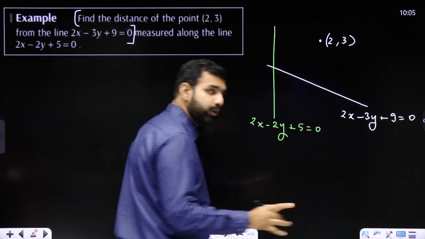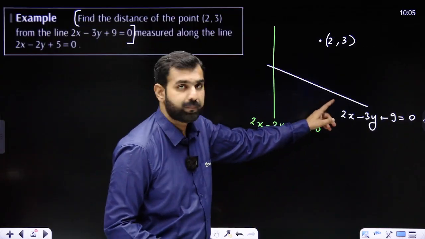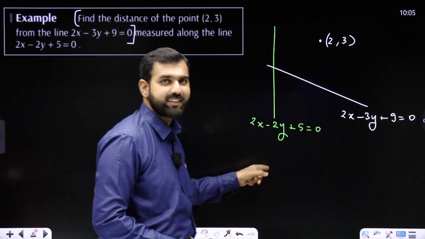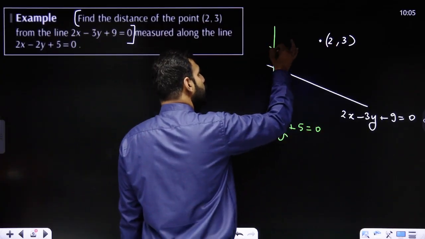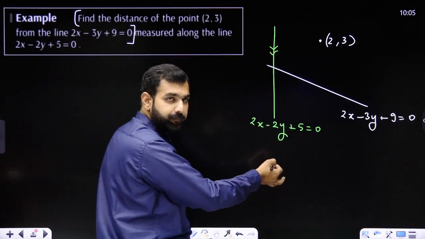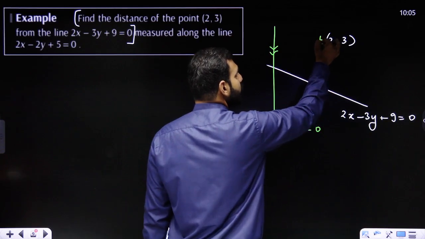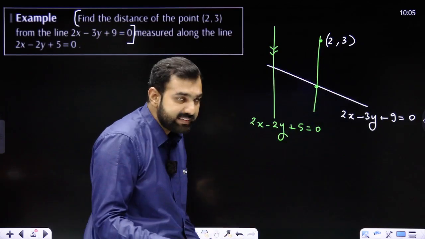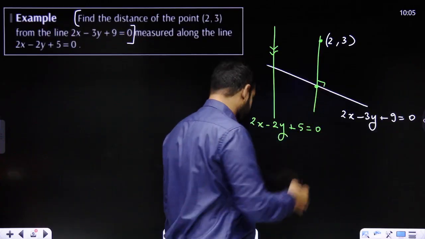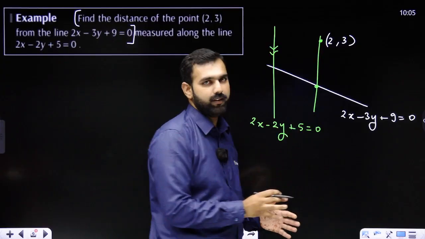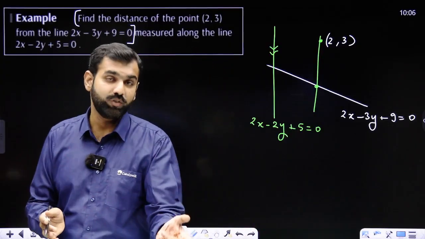So, what you now need to do is measure the distance of this point from this line along this line, which means you need to draw a line parallel to this line passing through this point, and that distance is what you need to figure out. And yes, this angle over here need not be a right angle. I hope you're understanding. This angle could be any angle, and that's why we cannot use that distance formula.